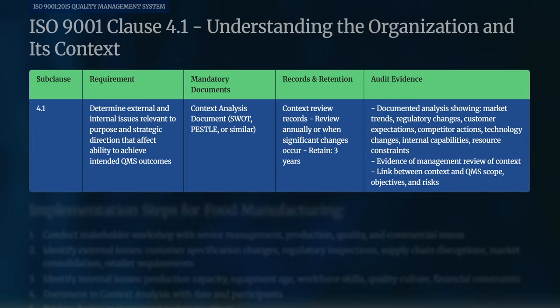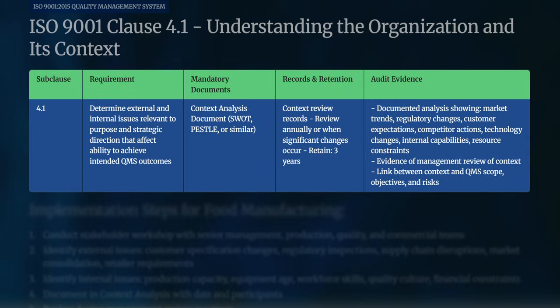Here, in subclause 4.1, the requirement is that you need to determine external and internal issues relevant to purpose and strategic direction that affect the ability to achieve the intended QMS outcome. Mandatory requirements, the documentation you need here: you need a context analysis document, like a SWOT analysis, PESTLE analysis, or similar. And you need context review records, reviewed annually or when significant change happens, and the retention period is 3 years.